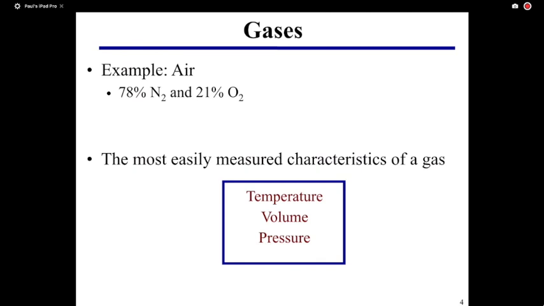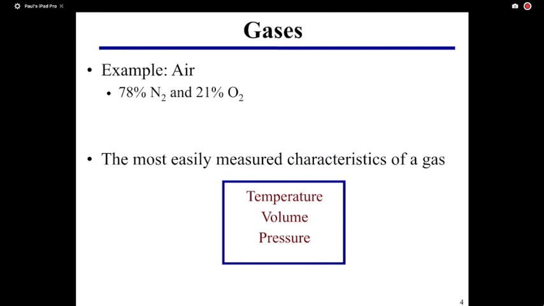The three most easily characterized measurements of a gas, and we're chemists, so we like to measure things, are temperature, volume, and pressure. How do you measure the temperature of a gas? Thermometer. How do I measure the temperature of the gas in this room? I put the thermometer in the gas and I measure the temperature. So you just put it inside the gas. That's easy to measure.